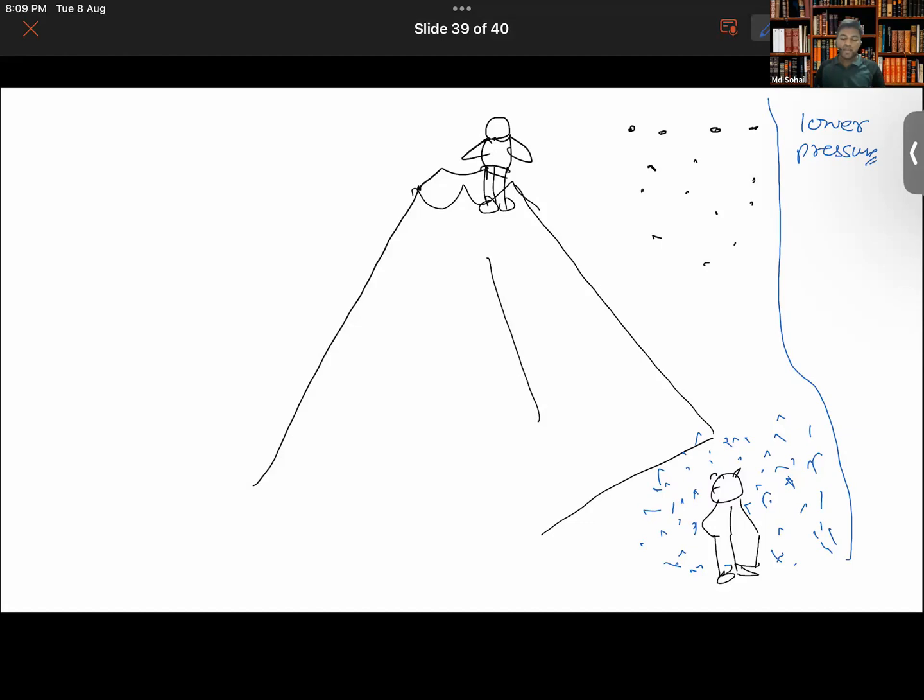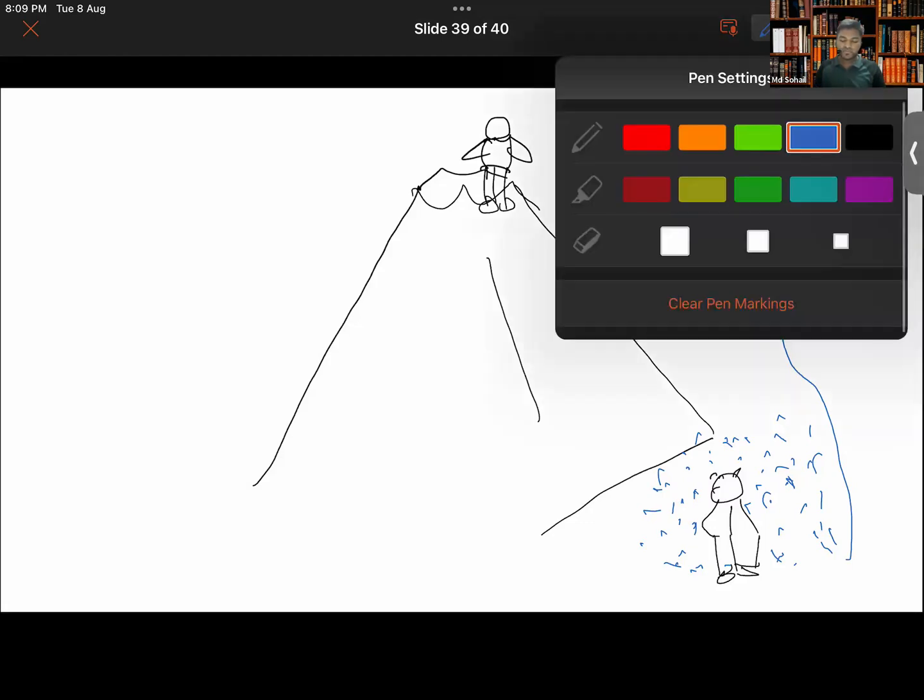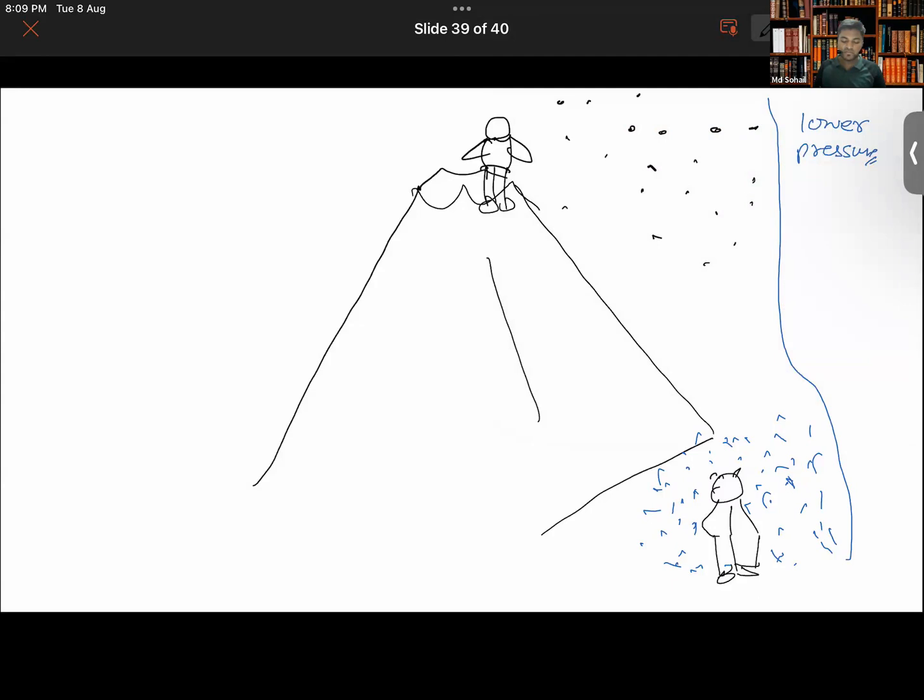So how many atoms are pressing down on this person standing here? How many atoms are applying pressure here? They are less, comparatively. While on this person, comparatively more atoms are applying pressure. So here the pressure is balanced. While here, the pressure applied by the body of this person is more compared to the atmospheric pressure.